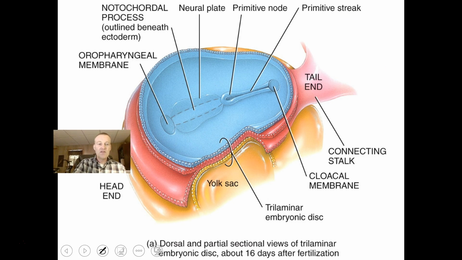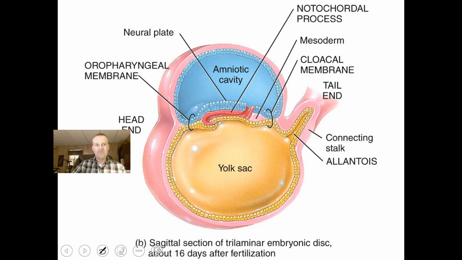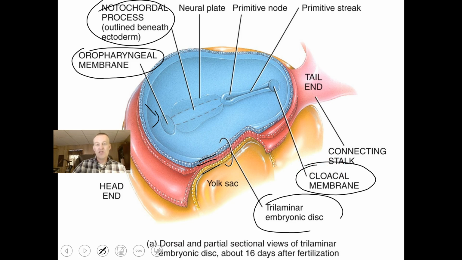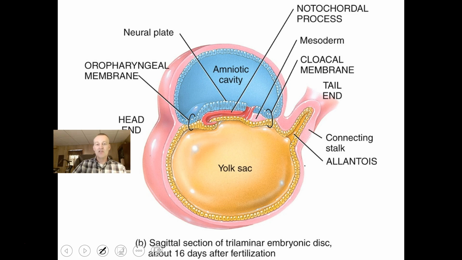So this is basically just showing you a dorsal and section view of the trilaminar disc. So you can see the trilaminar disc there with the ectoderm, the mesoderm, and the endoderm, which will make up all the layers of the baby. Oh, and there's that notochordal process that's beginning to form right there. This is the oropharyngeal membrane, so this is where the mouth is going to form down here. So we're starting to get indications of where the head and tail are going to be. Here we have the cloacal membrane where the tail end is going to be. So we already have headness and tailness beginning to form.